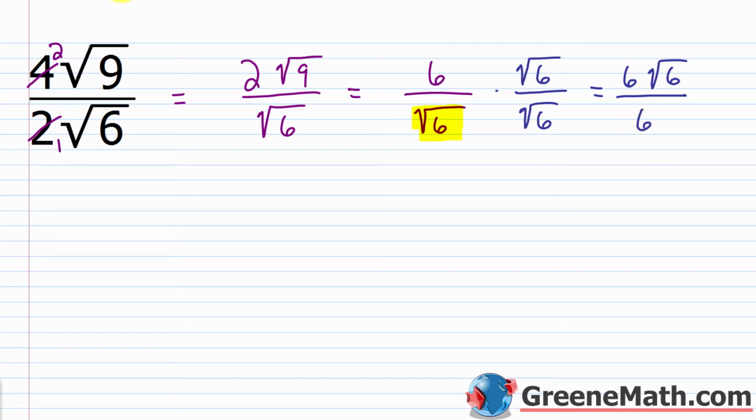Now, between the numerator and denominator, I can cancel a common factor of 6. This is multiplication here, so I'm canceling common factors. And what we're left with is simply the square root of 6.